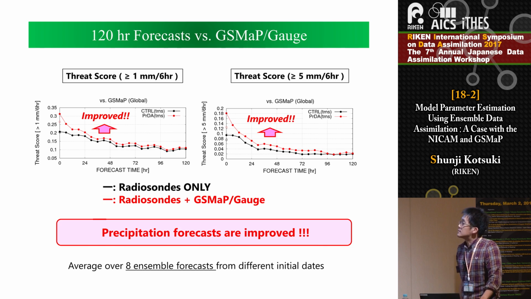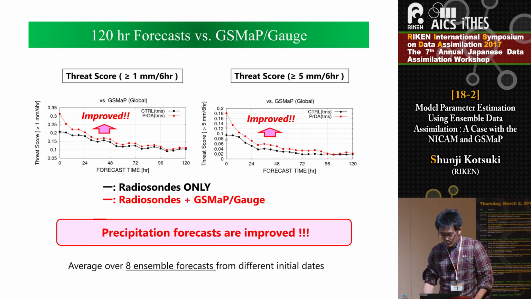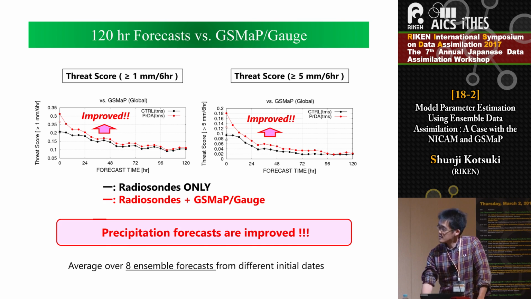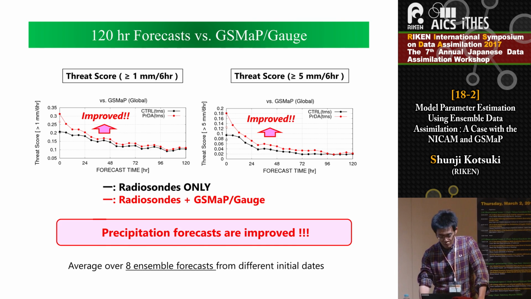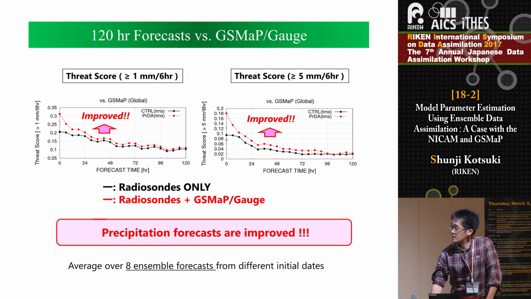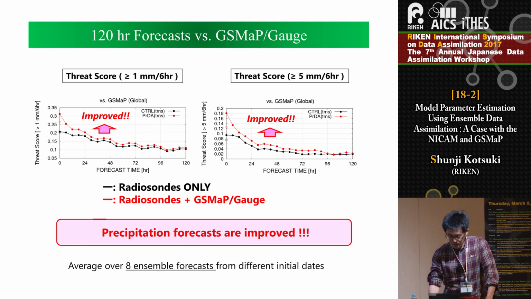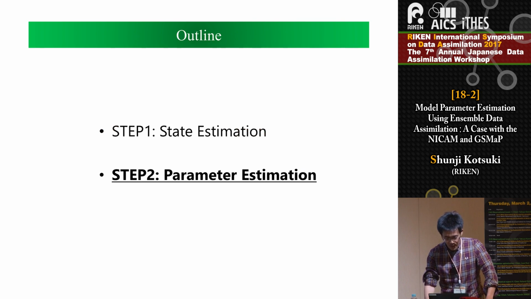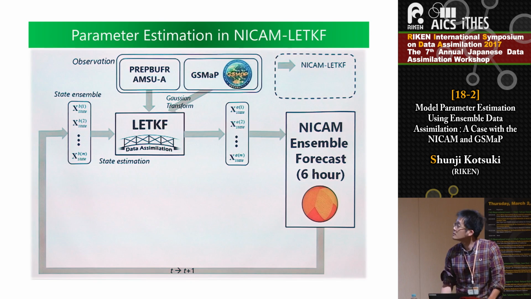So you also see the precipitation score with the different two threat scores. And here, we also improve the precipitation forecast. So now we can conclude that by assimilating precipitation with special treatment named Gaussian transformation, we could improve the state variable, and also we could improve the forecast.